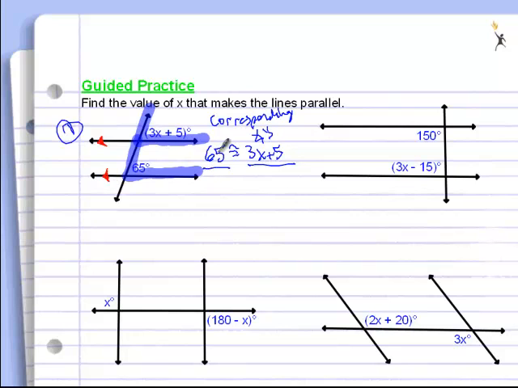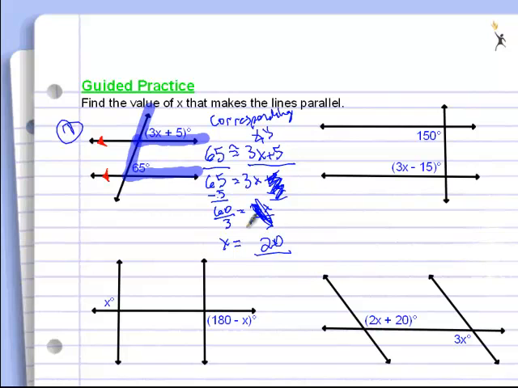So let's go through. If 65 equals 3x plus 5, I want to solve for x. Now I have to use my algebra. If I want to solve for x here, I need to get rid of this 5. I get rid of it by subtracting. When I do that, it cancels out on this side, and I'm left with 3x equals 65 minus 5, which is just 60. I still want to solve for x here, so I need to get rid of that 3. The way to get rid of a multiplication problem is by dividing. If I divide both sides by 3, this side cancels out, so I just have x equals 60 divided by 3, which is 20.